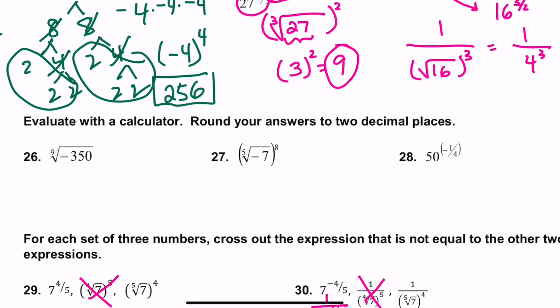26 we're evaluating with the calculator, and we're going to round our answers to 2 decimal places. So in these we can just type them right into the calculator. If you need help with this, make sure you see your teacher. Number 26 is going to be negative 1.92. On 27 we get 22.50. And on 28 we're going to get 0.38.